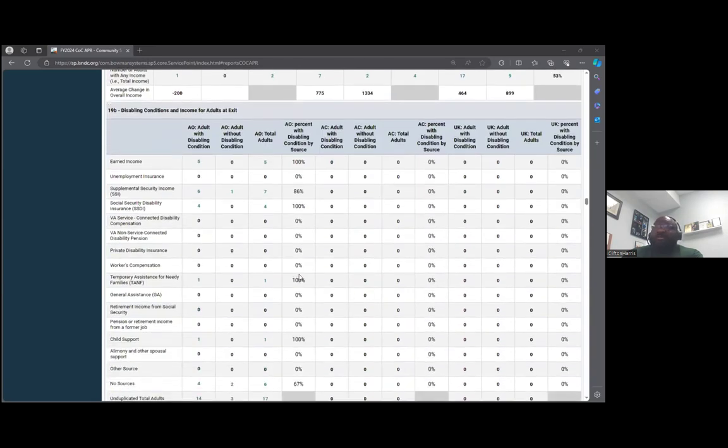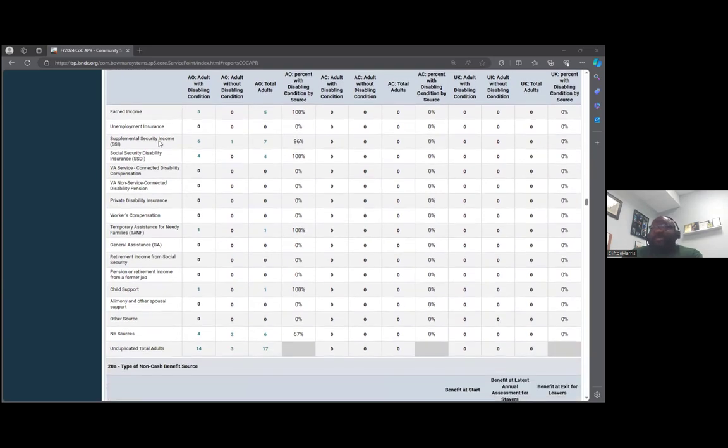19B is disabling condition and income for adults that exit. This chart is there if you want to take a look at it. We haven't got any feedback on this yet, but that's what this one is for. How many people that have a condition and then have the income category.